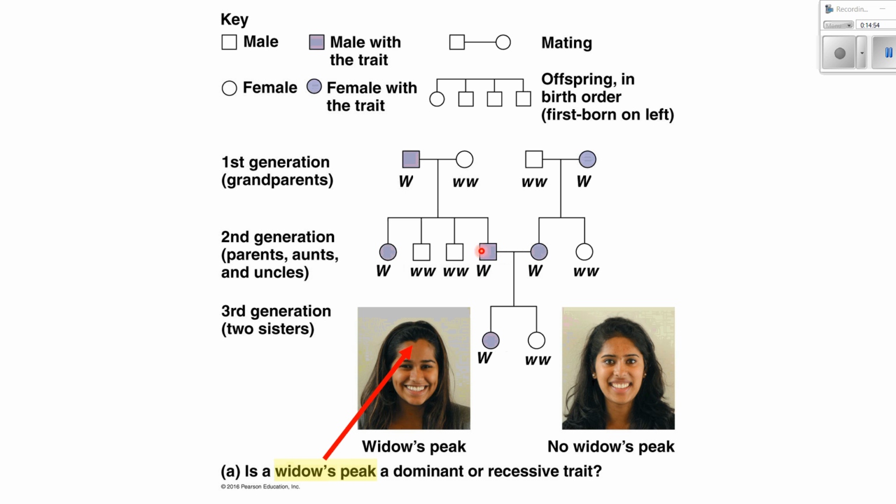And both of these parents had widow's peak, but remember they produced a daughter without it. So this has to be a little w, and this has to be a little w. And I was able to figure out the genotype of every individual in this family, except for this girl. She's either big W, or she could possibly have gotten a big W from one parent and a little w from the other parent. And there's really no way to know. So we could put a question mark, or we could just do it this way.